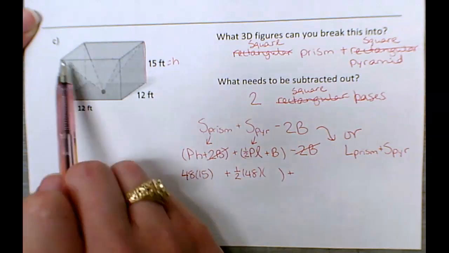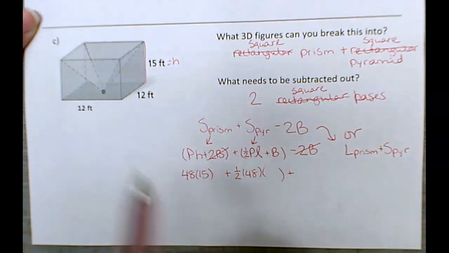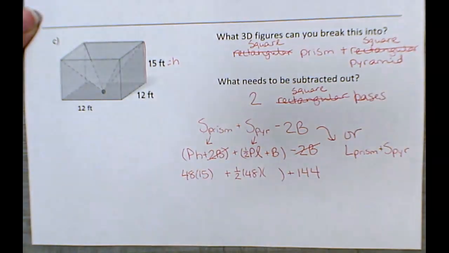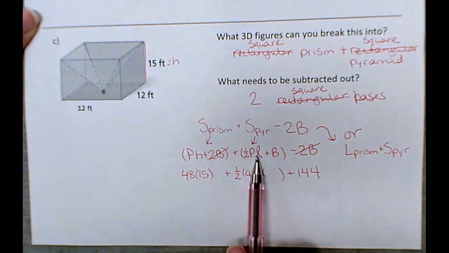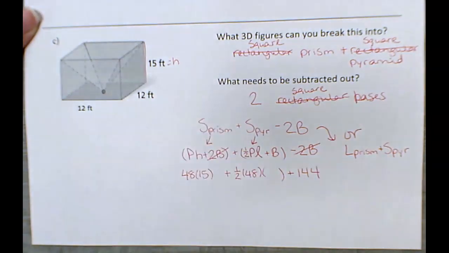Well, to find the area of a square, you take a side and you square it. So 12 squared is 144. Now the difficult part is trying to find that script L, that's slant height. And so I'm going to take this square pyramid and I'm going to redraw it so that we have a better idea of what this looks like.